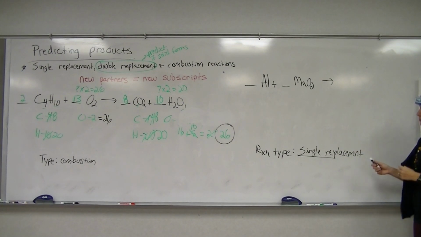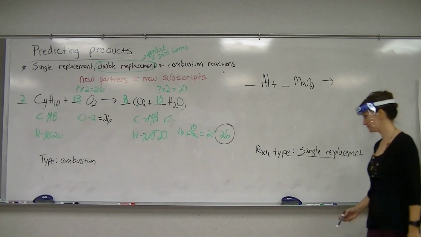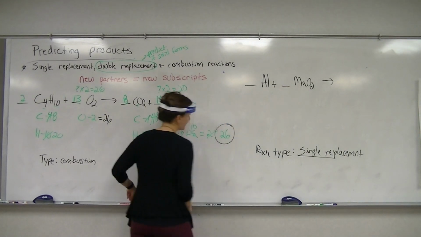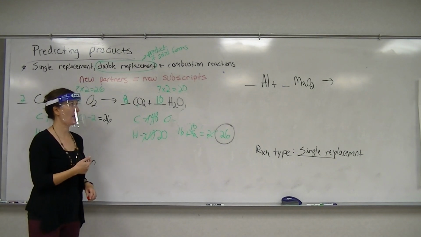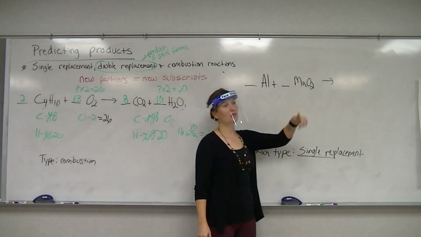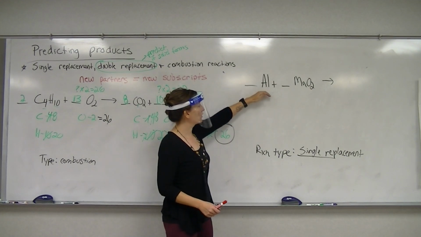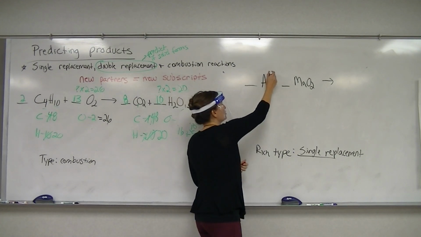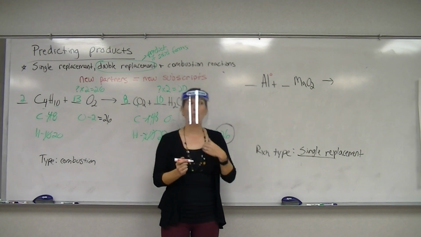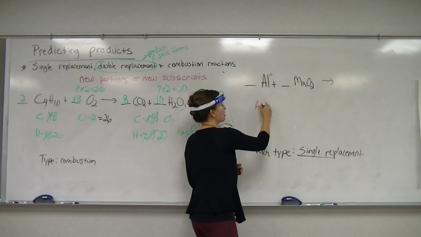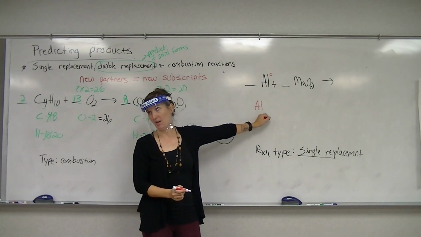So to figure out what the products are going to be, we're doing the same thing we did for double. We're going to write each of these elements and what their charge would be. Why I say would be is because when aluminum's by itself, it's neutral. It doesn't have a charge. But we're going to write down here what charge it would have if it wasn't a compound.